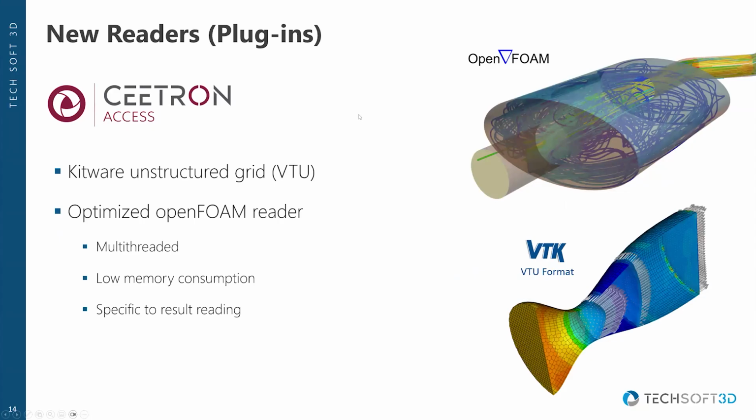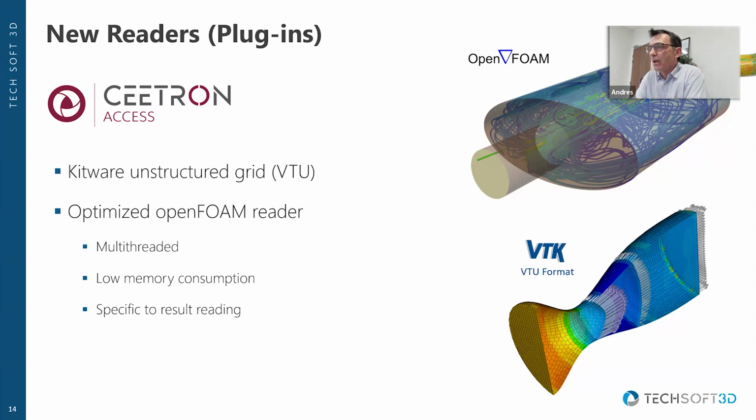As a consequence of these plugins, we were also able to add a couple of readers to CEETRON Access. The first one is a format that was not supported. It's the unstructured grid VTU format of the VTK toolkit, Kitware. This is currently available. There is support for parallel VTU, PVTU as well. And we will be working on the other formats that use VTU, VTM, and PVD in the coming months.